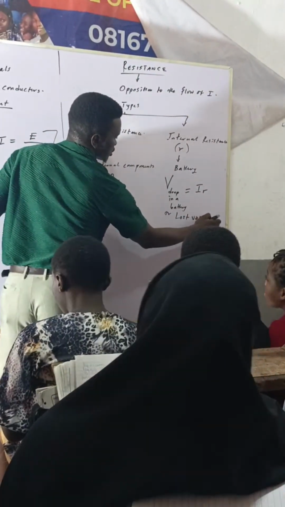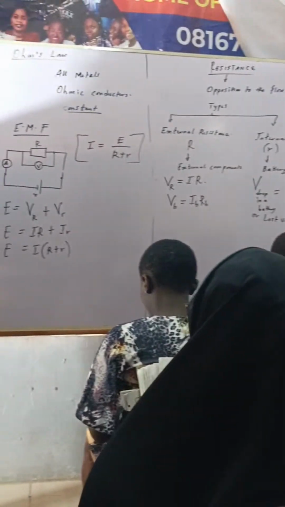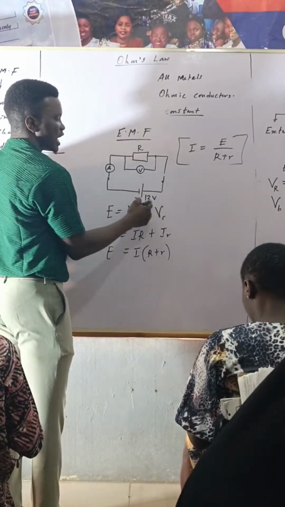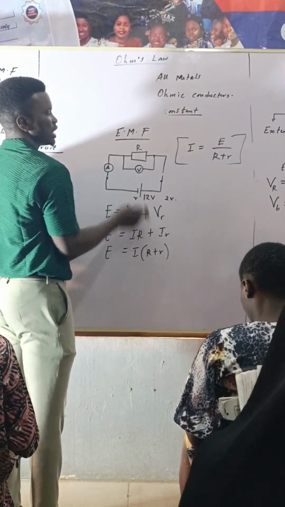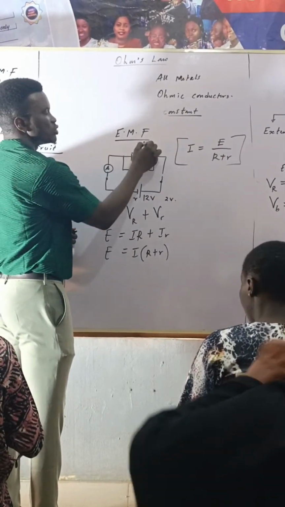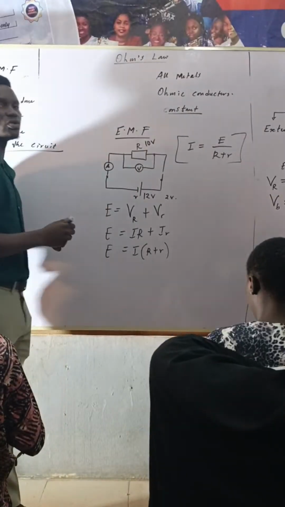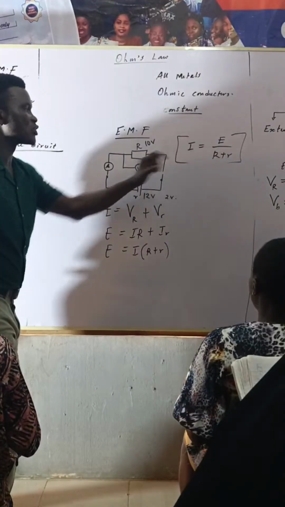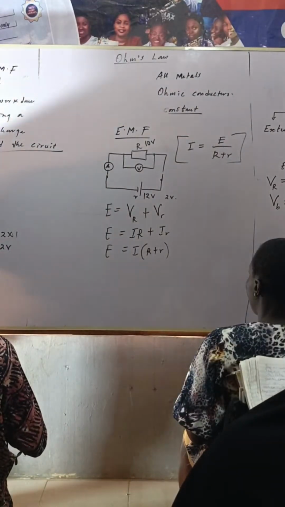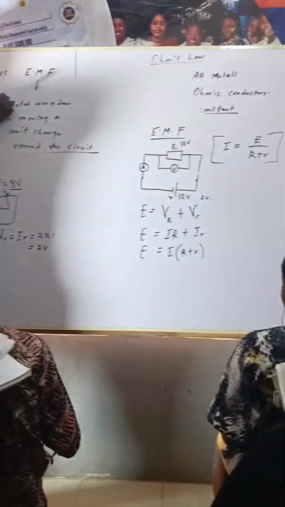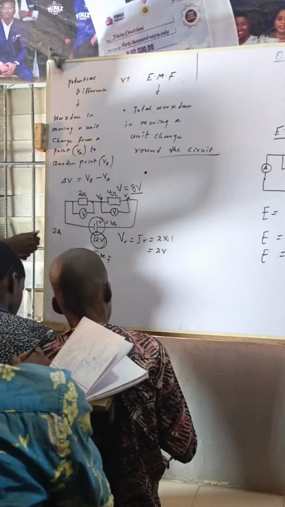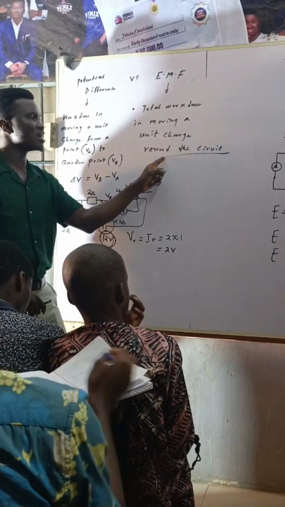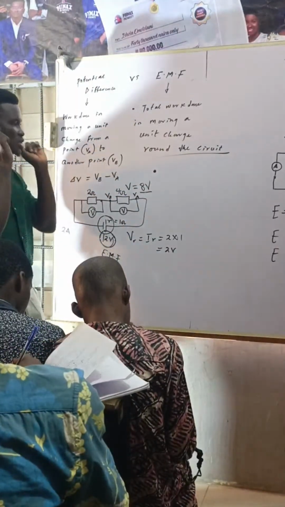Lost voltage. So if this battery is 12 volts and I have a lost voltage of 2 volts, that means I can only use 10 volts to work here. I can't use the whole 12 volts. This formula has to be handy, we need it for some calculations. Now, after you have done this, what do we need? The total work done in moving a unit charge around the circuit. Listen again.